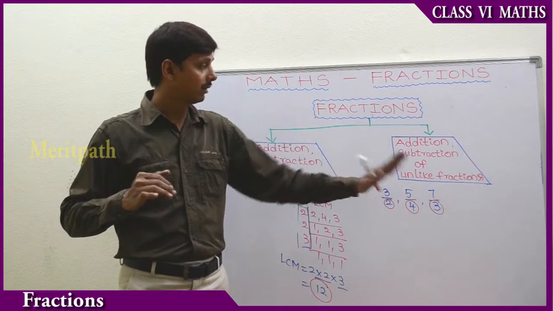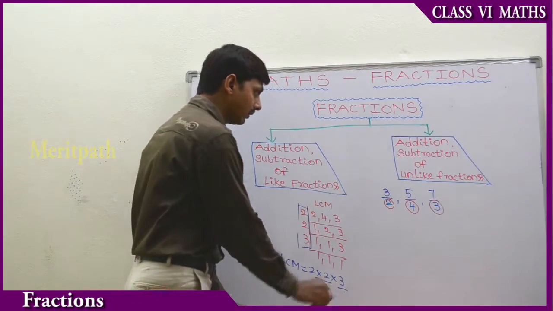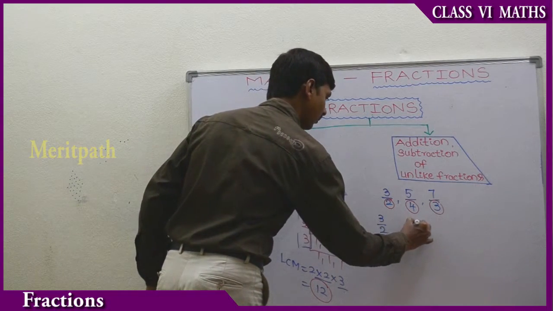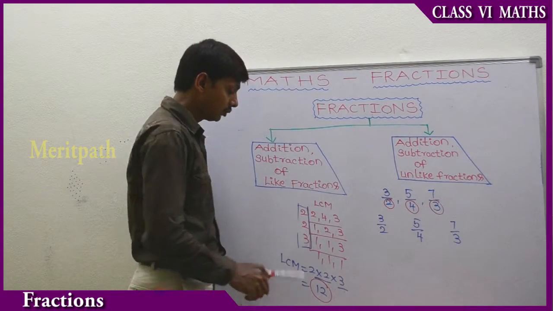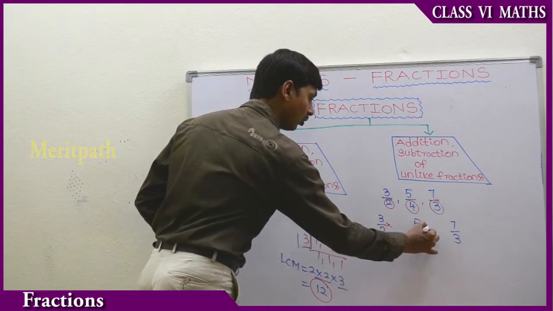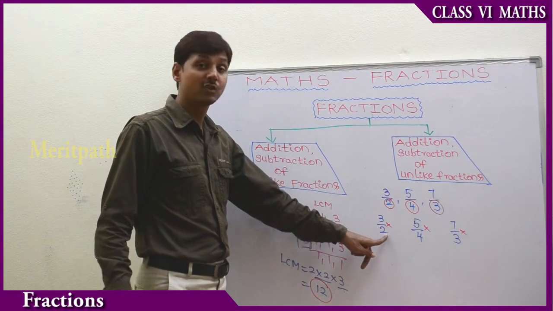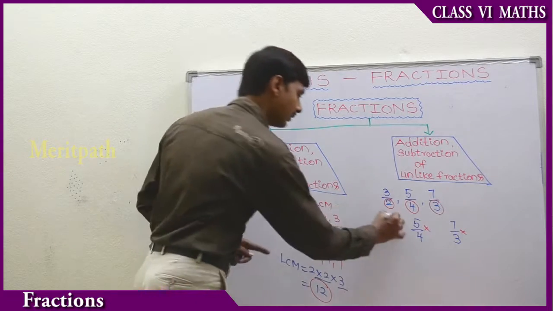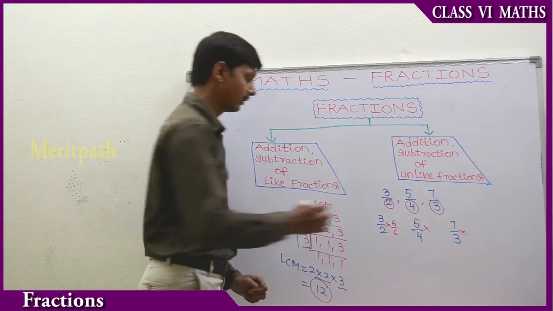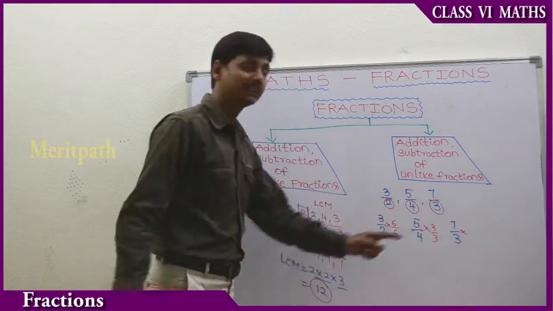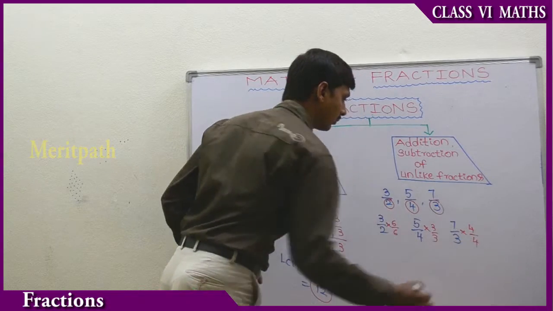To compare the fractions, to add them or subtract them, here we have 3 by 2, 5 by 4, 7 by 3. To get 12 in the denominator, we need to multiply by a constant number. For 2, we multiply by 6 by 6, because 2 times 6 is 12. For 4, we multiply by 3 by 3. For 3, we need to multiply by 4 by 4, to get 12.